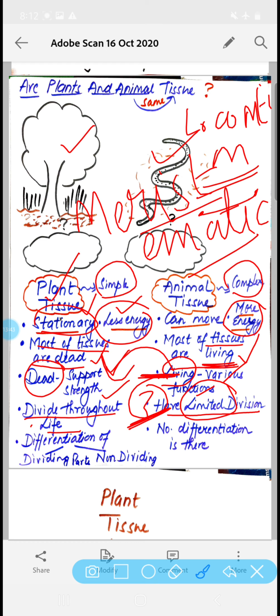Now, in plants there is differentiation of dividing and non dividing parts.